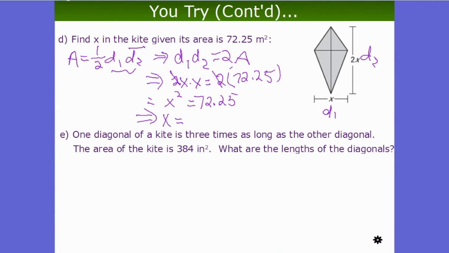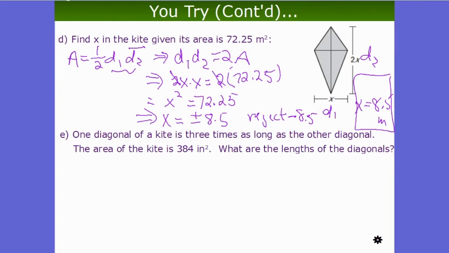And it came out to be plus or minus 8.5. I'm going to reject the negative, because if I use negative 8.5, I'll get some negative side lengths. So I'm going to reject that. So x is positive 8.5. And these are meters.